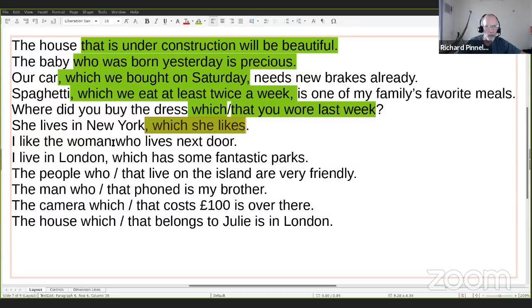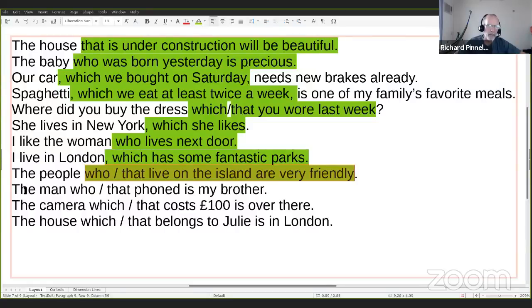I like the woman who lives next door. This is defining. I live in London, which has some fantastic parks. Non-defining. The people who or that live on the island are very friendly. Defining. The man who or that phoned is my brother. Defining, no comma, we can use who or that for a person.